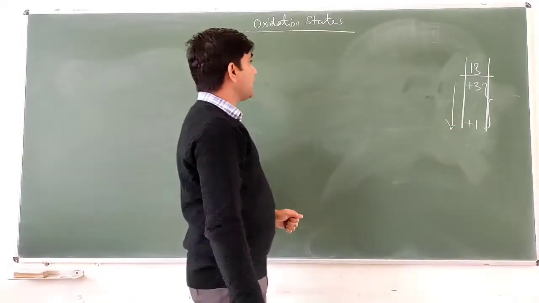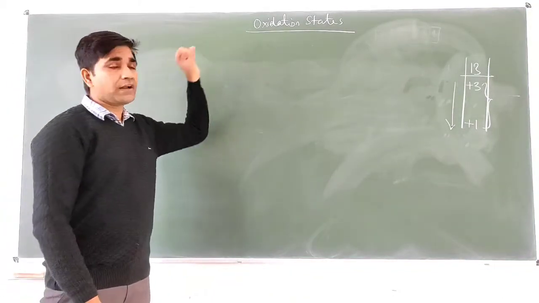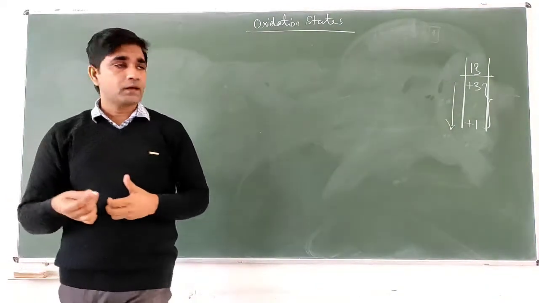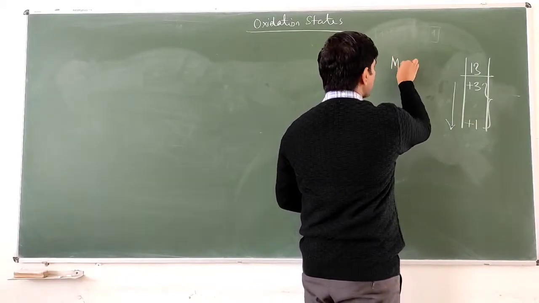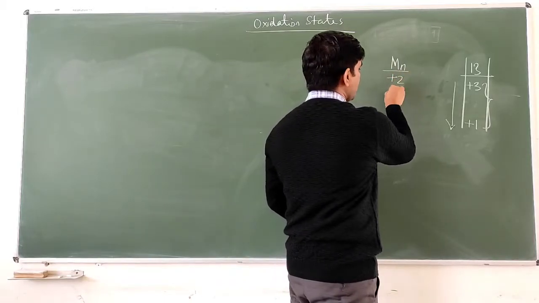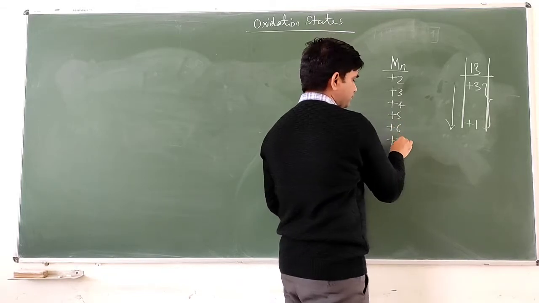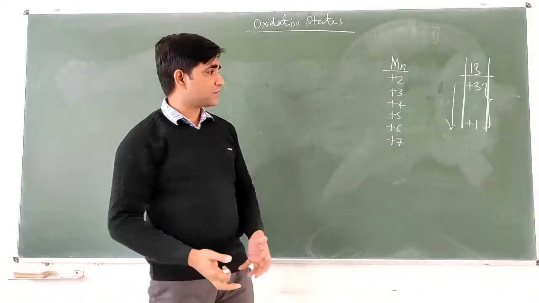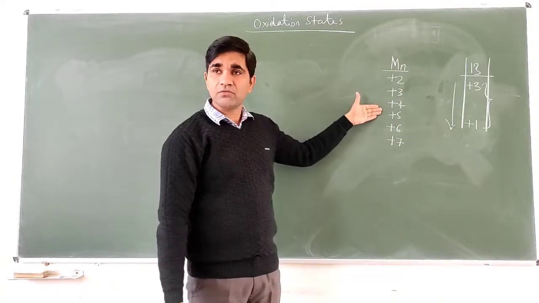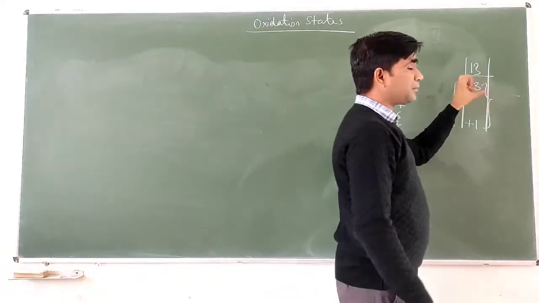But if we take the example of any of the metals or any of the groups of transition elements or d block, then the change in oxidation number occurs by 1. For example, the different oxidation numbers possible for manganese are +2, +3, +4, +5, +6 and +7. Here you can easily see the difference. Here the change in oxidation number occurs by 2, but here the change occurs by 1. This is one of the main differences between transition elements and representative elements.